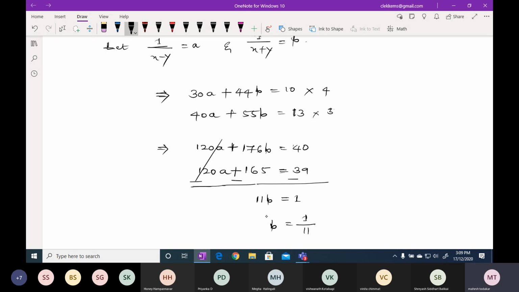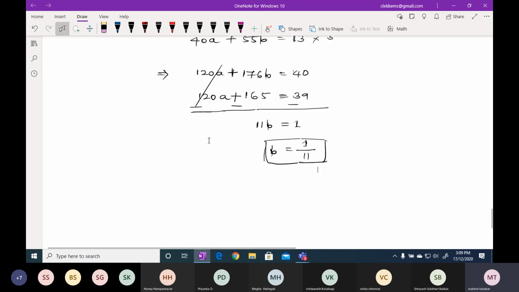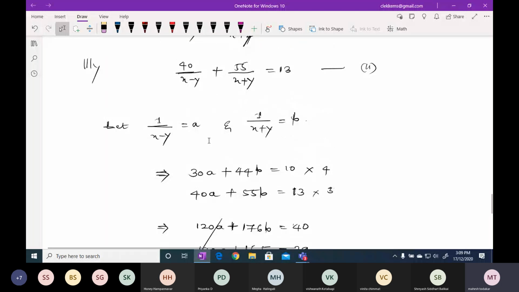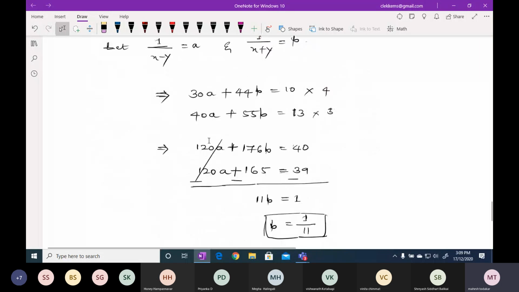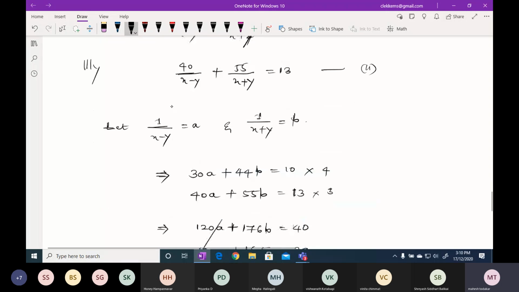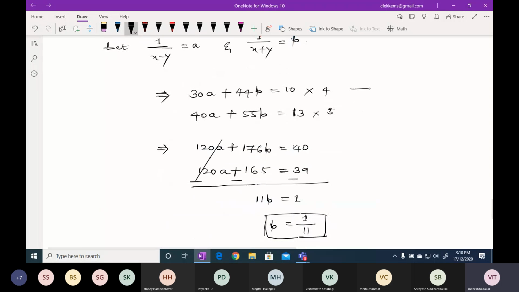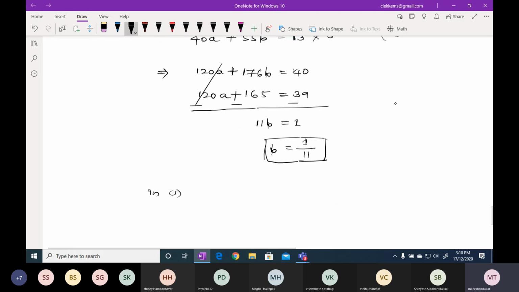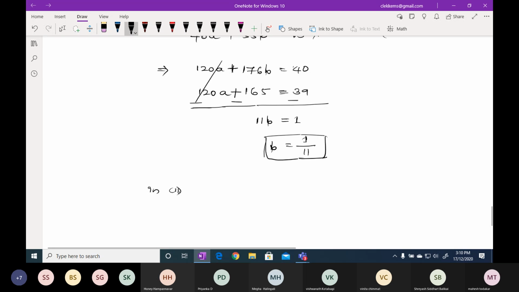Okay, what is the value of B here? It is 1 by 11. Now by taking this value, I'll substitute in equation number 3 or 4. Any one equation you can substitute. So where I need to substitute this one, I'll substitute in 3. Now it is what?